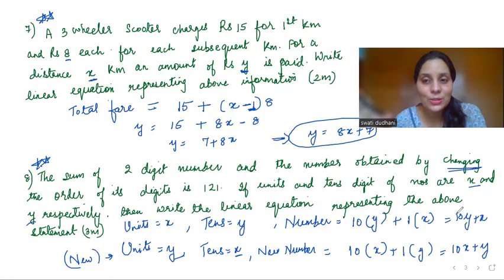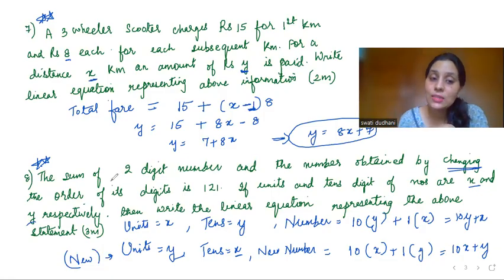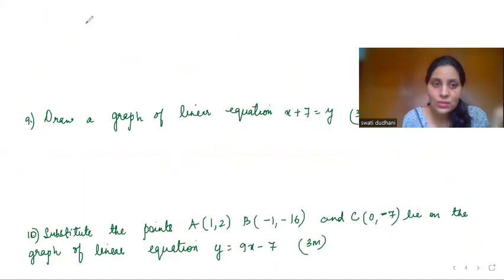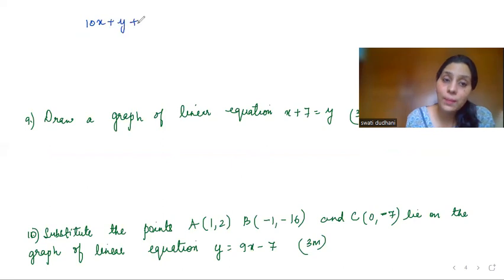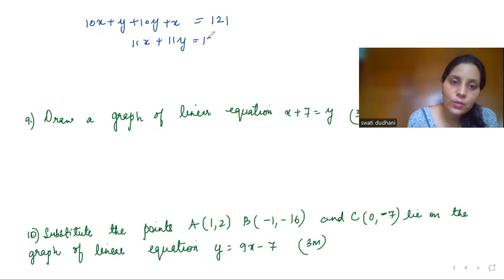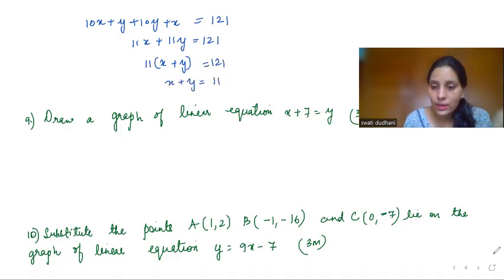Now let us again read the question and frame the equation. The sum of the two-digit number and the number obtained by changing the order. So this number and this number, sum. So let us write: 10x plus y plus 10y plus x, the sum is given as 121. So now here we can take 10x plus x is 11x, plus 11y, equal to 121. 11 can be taken out common. So we get x plus y equal to 121 divided by 11, which is 11.